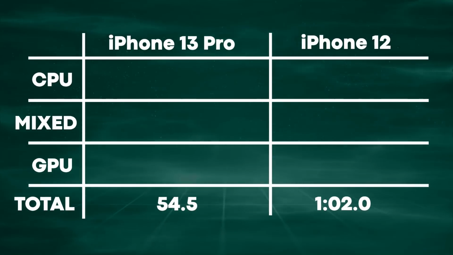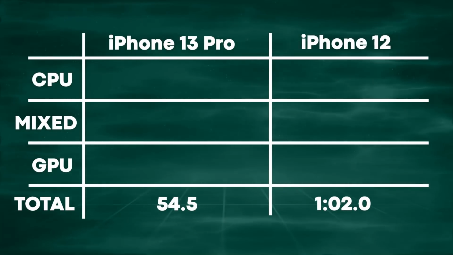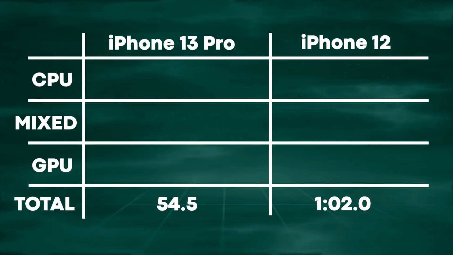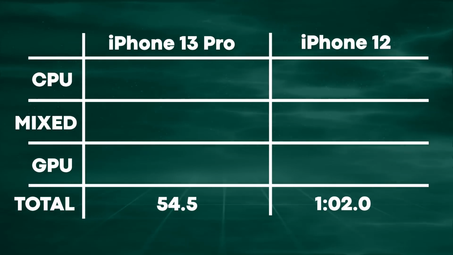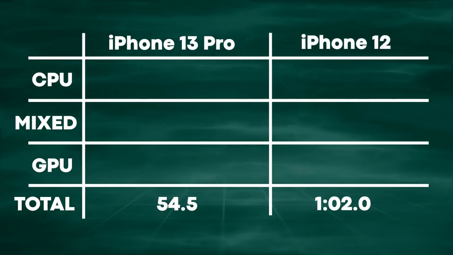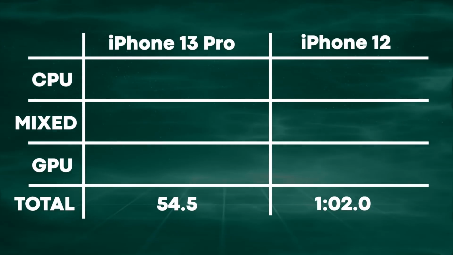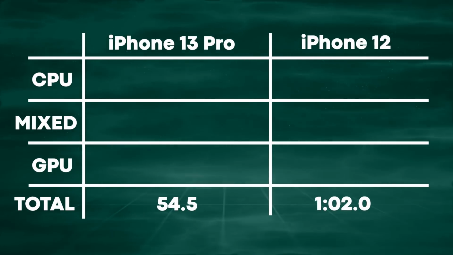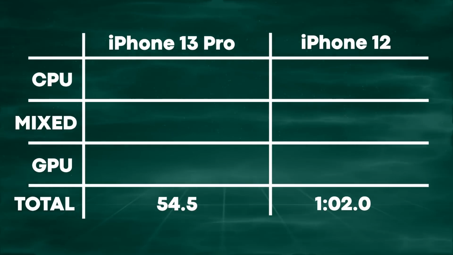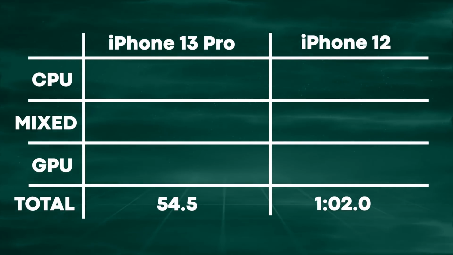So as you saw there, a convincing win for the new iPhone, the iPhone 13 Pro. 54.5 seconds, the first ever device to run speed test GX under the 1 minute mark. And then we see that 7.5 seconds later came in the iPhone 12, 1 minute 2.0. So that is an overall speed increase of 13%. So that is actually pretty good.